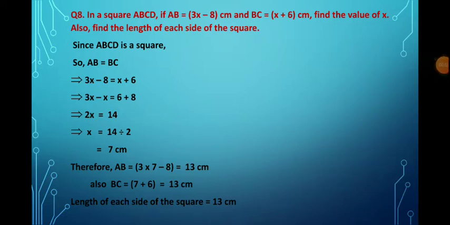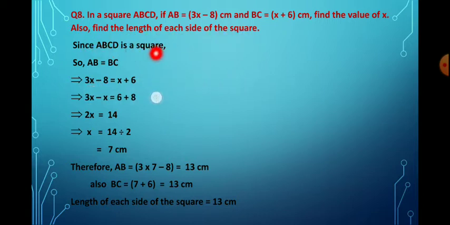This is the third part of chapter 17, quadrilaterals, and in this part we are going to continue with exercise 17B. So let's start with question number 8. In a square ABCD, if AB equals 3x minus 8 centimeter and BC equals x plus 6 centimeter, find the value of x. Also, find the length of each side of the square.